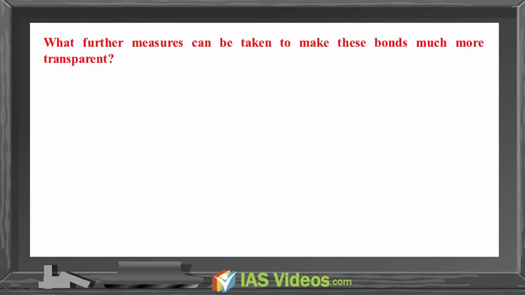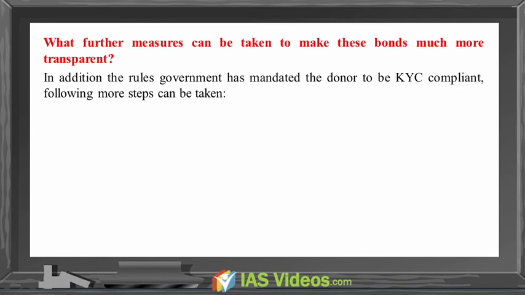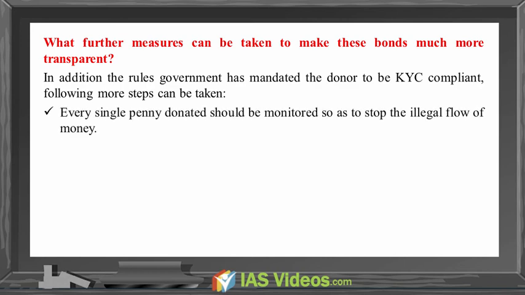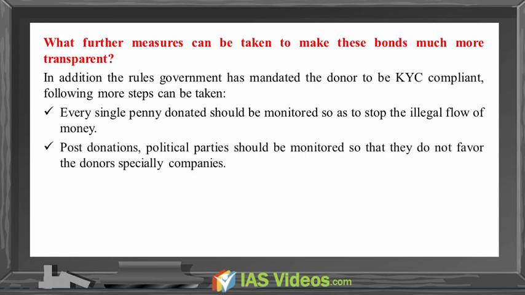What further measures can be taken to make these bonds much more transparent? In addition to the rule the government has made, mandating the donor to be KYC compliant, the following steps can be taken. Every single penny donated should be monitored so as to stop the illegal flow of money. Post donations, political parties should be monitored so that they do not favor the donors, especially companies.